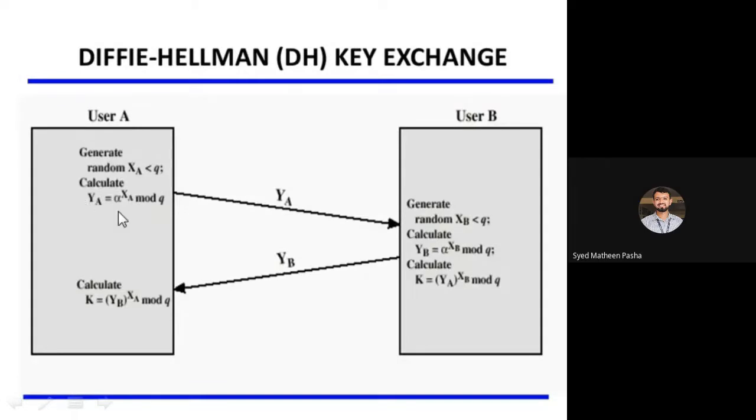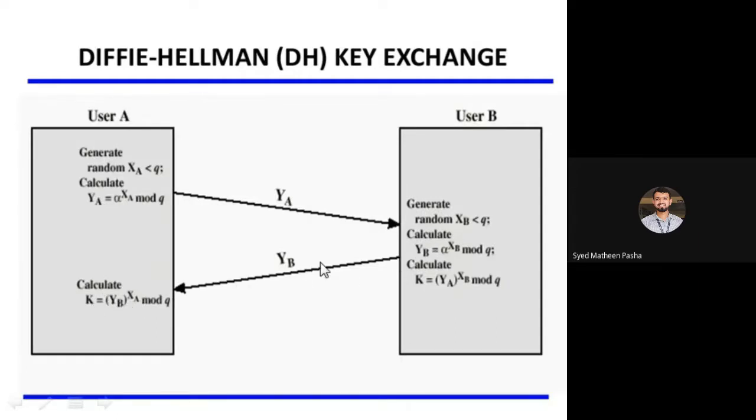Now, once the public key YA is generated, I should make it public. So I will send that YA to the user Bob. Similarly, once user Bob receives YA, he will assume some value for XB, which should be lesser than Q. He will calculate YB by the same formula, that is A to the power of XB mod Q, and he will find that particular YB and send it to user A.